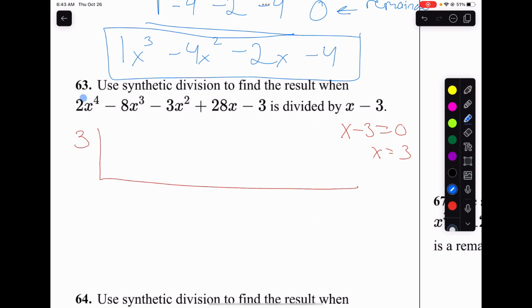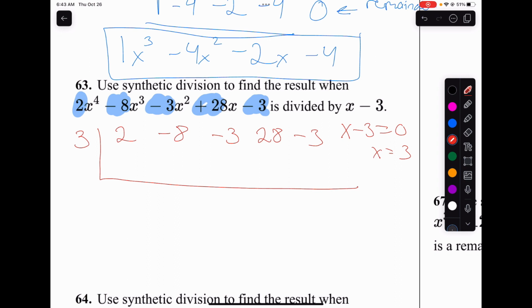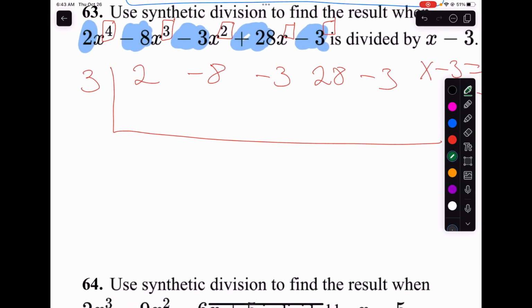Then we take our coefficients, and we write them out. So we're going to do 2, negative 8, negative 3, 28, and negative 3. And of course, double check that you're not skipping any terms. We go 4, 3, 2, 1, none. So we can go ahead and start our synthetic division.